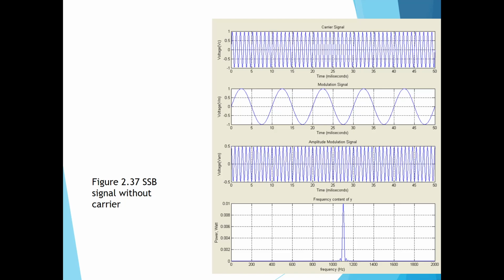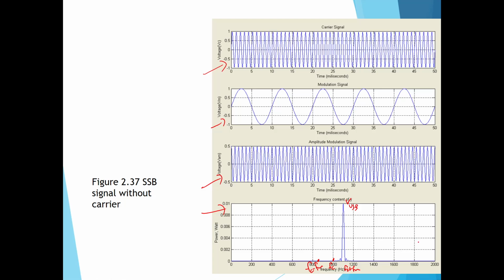You see that this is the carrier, this is the message signal, this is the single sideband wave without carrier, and this is the power spectrum. In this example, it uses the upper sideband. Here is the lower sideband, so we have FC here and also FC plus FM. This is FC minus FM. The amplitude here is actually VUSB, not Vm over 2.